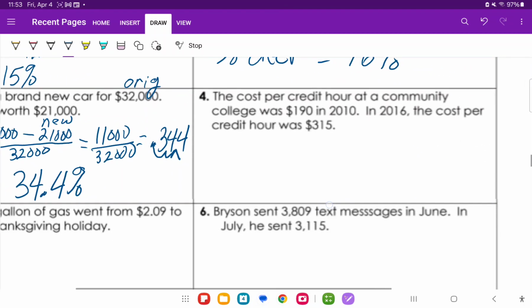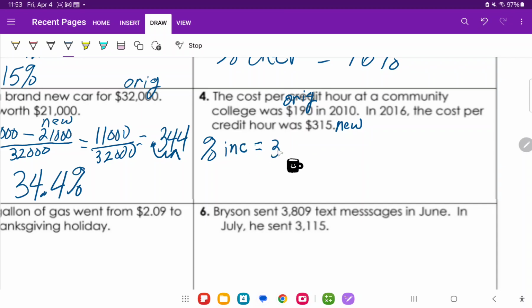All right, number 4. The cost per credit hour at a community college was $190 in 2010. In 2016, the cost per credit hour was $315. So what's the original? The original is this right over here, the 190. In 2016, that's the new price right there. So the original was 190, the new is 315. So that is a definite increase.